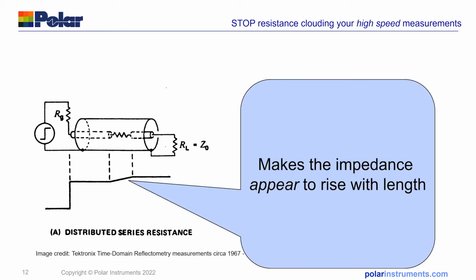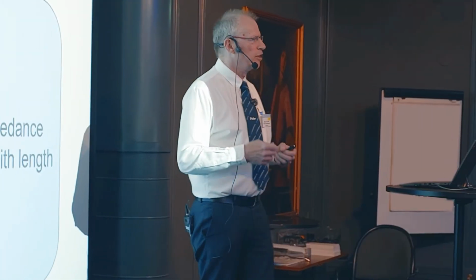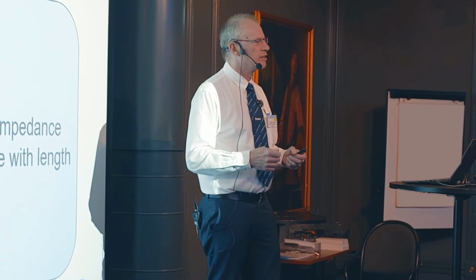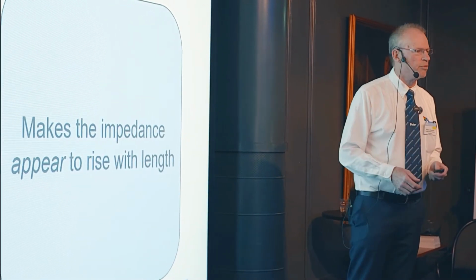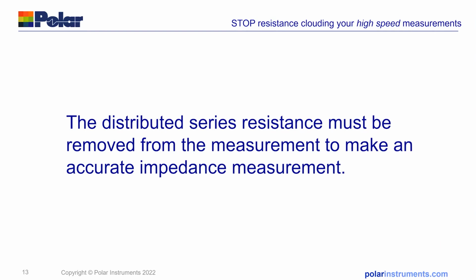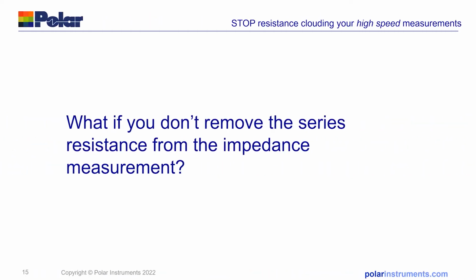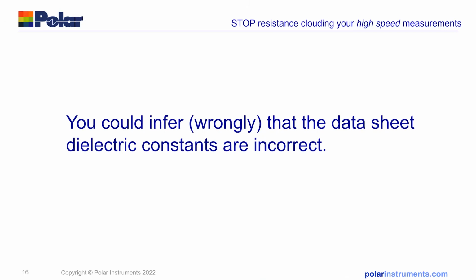So it makes the impedance on the measurement appear to rise with length, and the trap the fabricator's falling into is believing that the impedance meter is always correct, but when you get fine lines, you've got to remove that DC resistance from the measurement. Signal integrity engineers would use a flashy word, they call that de-embedding. We need to de-embed the series resistance from the measurement so we get the correct characteristic impedance of the PCB trace. And if you don't remove the series resistance from the impedance measurement, that's the wrong inference that could take place, that the data sheet's wrong.